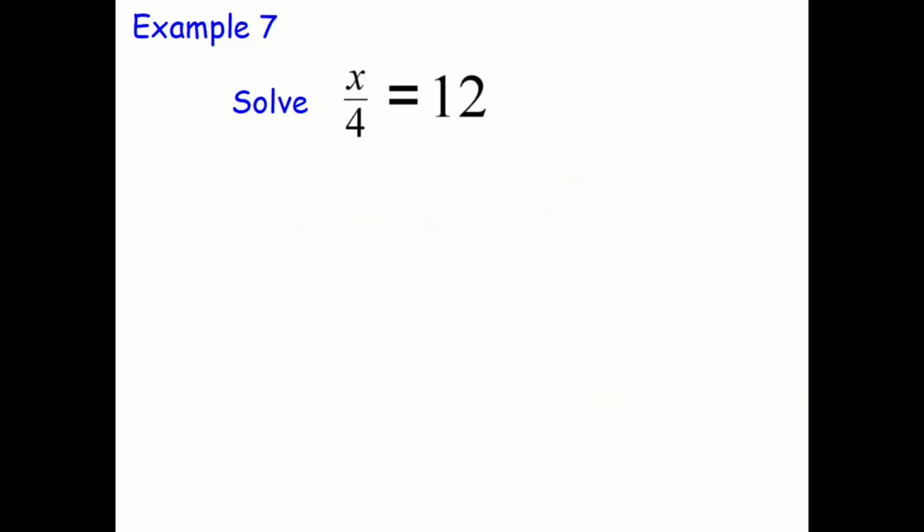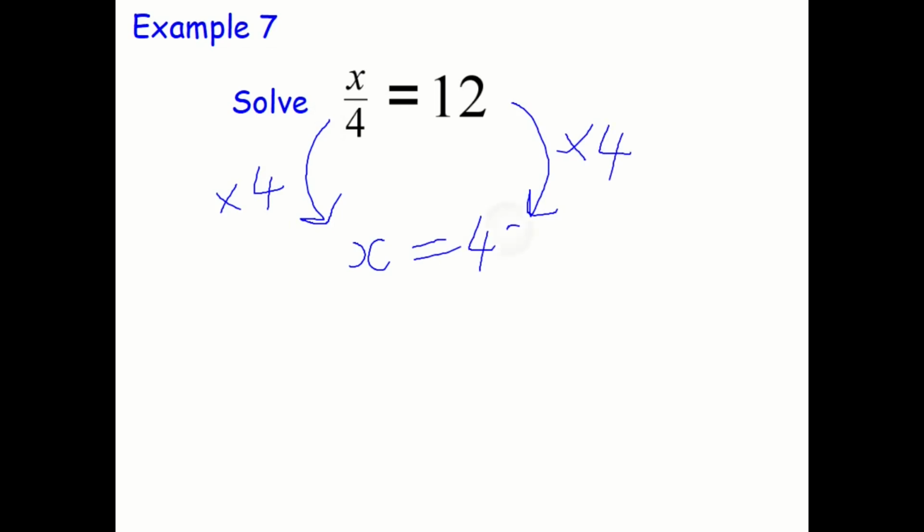Example 7. x divided by 4 is 12. So how am I going to get x on its own? I'm going to undo that by doing the opposite to division, which is times. Whatever I do to one side, I must do to the other. So 12 4s are 48. And again, check your answer. If that's 48 there, substitute it back into there and ask yourself, does 48 divided by 4 equal 12? Yes, it does.